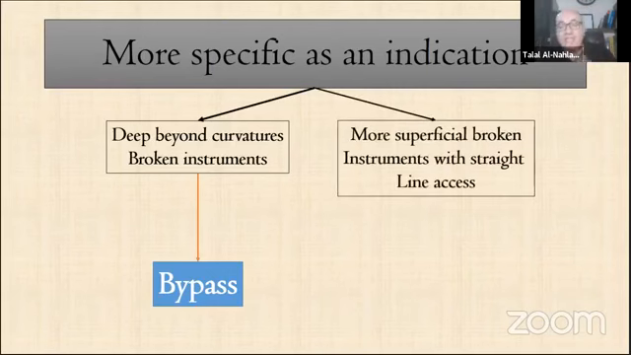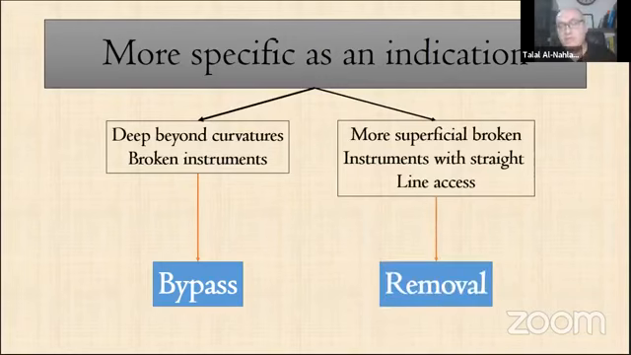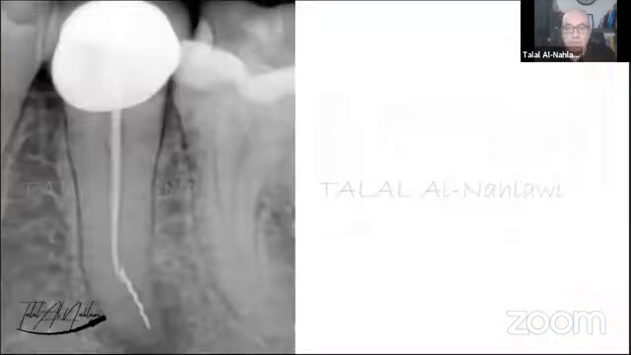But on the other hand, and it's very important, when I can see the broken file, when it is in a straight portion of the canal, regardless of the location, my first choice will be removal. So we all agree on the general guidelines of how to deal with the broken file. But maybe I disagree with something related to bypass or removal, since Hamo and I are speaking about the management.